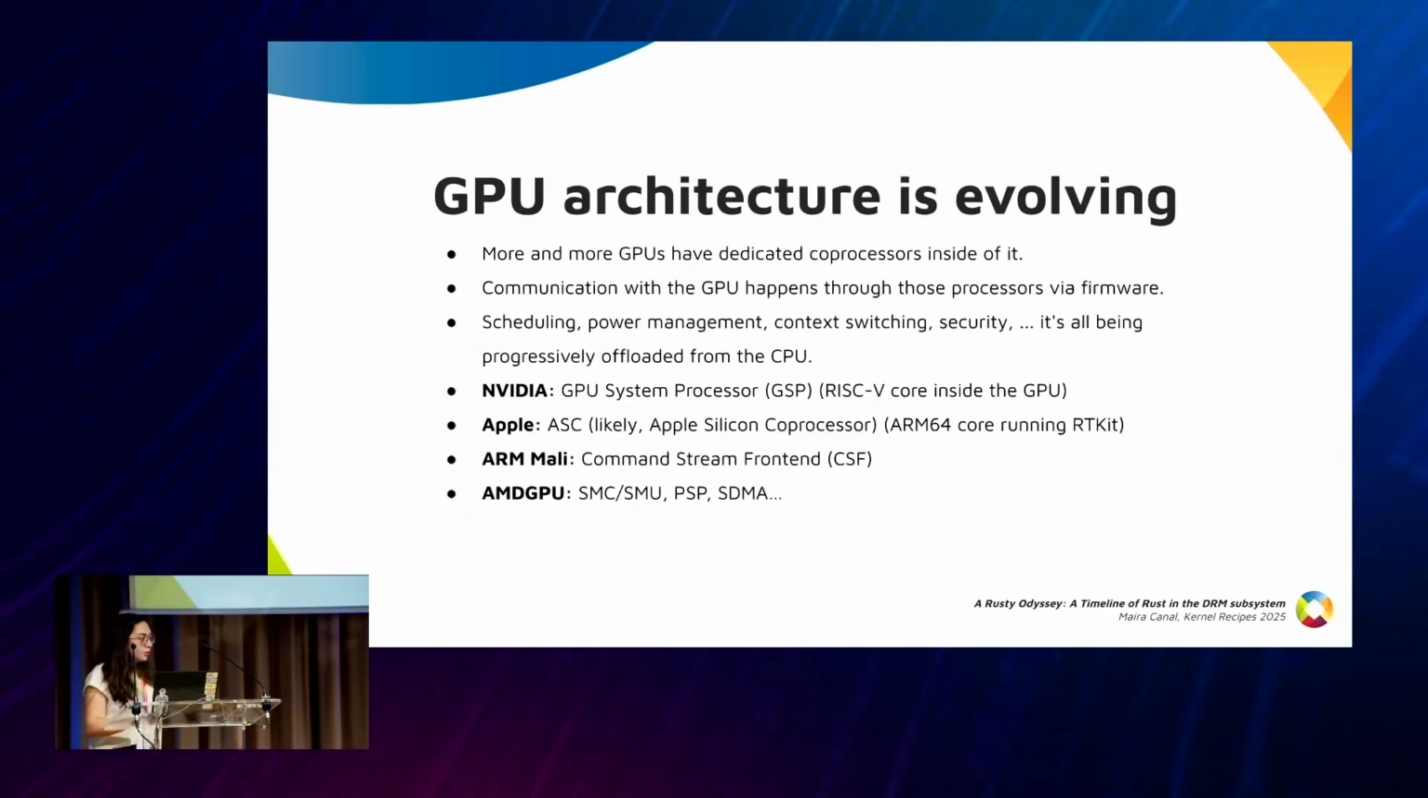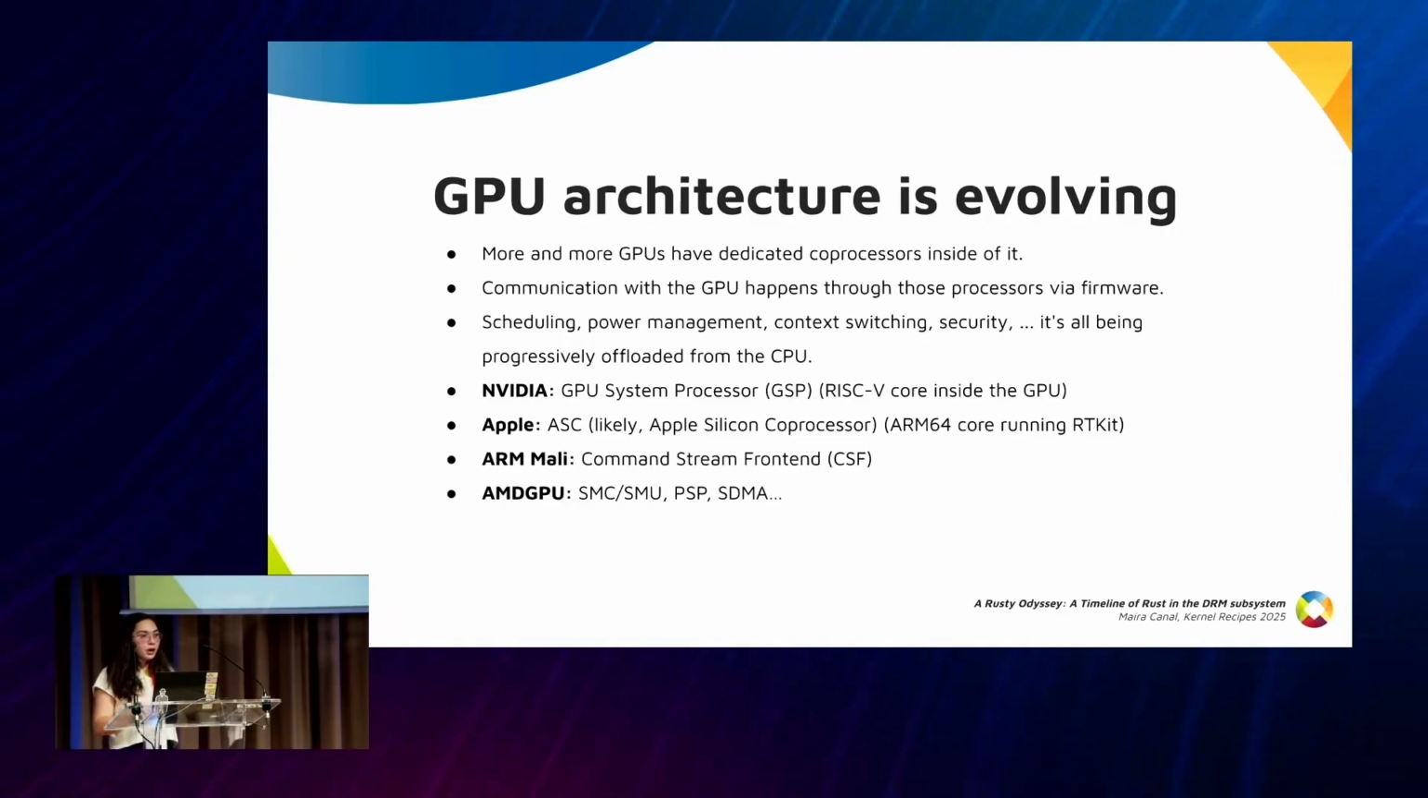And when I was thinking about this, I noticed one particular thing about the GPU architecture recently. One important point about GPU architecture nowadays is that we are evolving in a direction to have more dedicated coprocessors inside of it. For newer GPUs, the idea is that the host CPU is going to send commands, let's say mailboxes, something like that, to the GPU through a coprocessor via firmware, basically. This communication is happening via firmware.